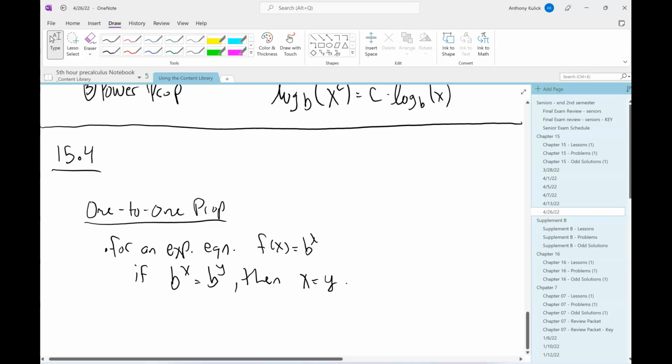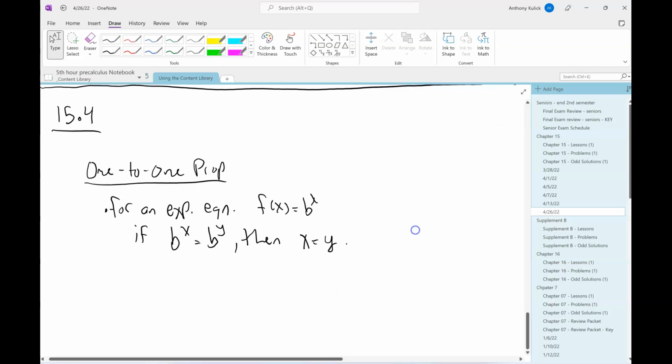So for an exponential equation, if I can write that exponential equation so that both the left-hand side and the right-hand side of the equation have the same base, then I can just set the exponents equal to each other and solve that. Now, sometimes it's tricky to get the left-hand side and the right-hand side to have the same base, but if I can do that, I can just set the exponents equal to each other.